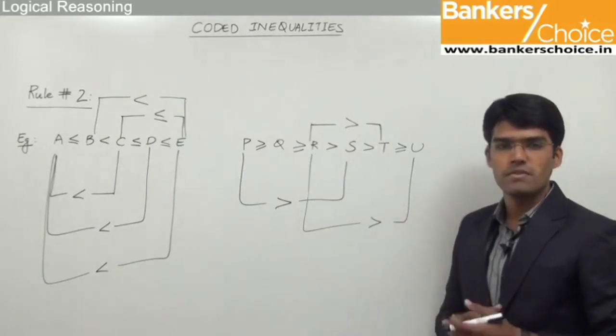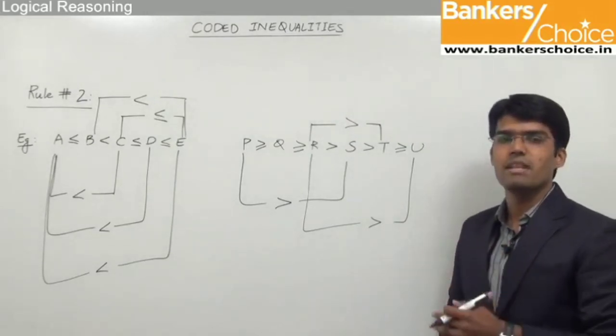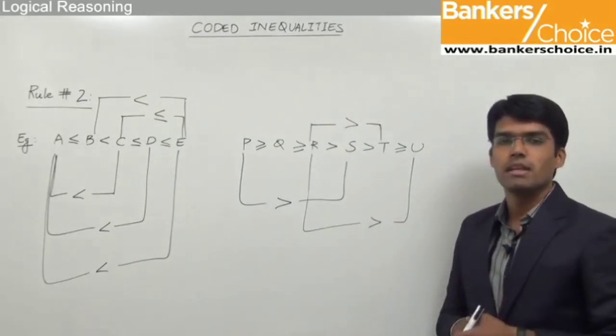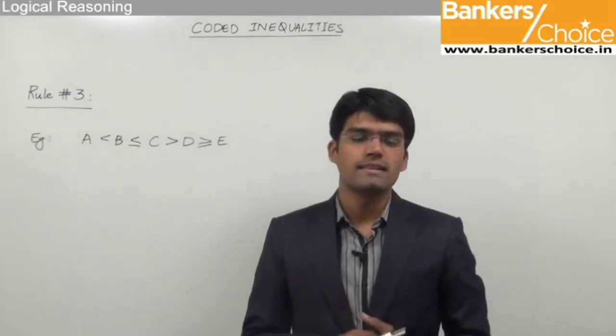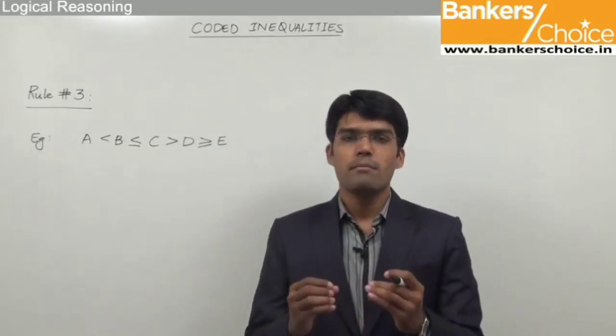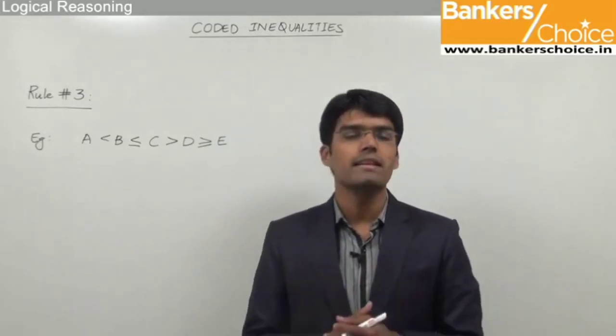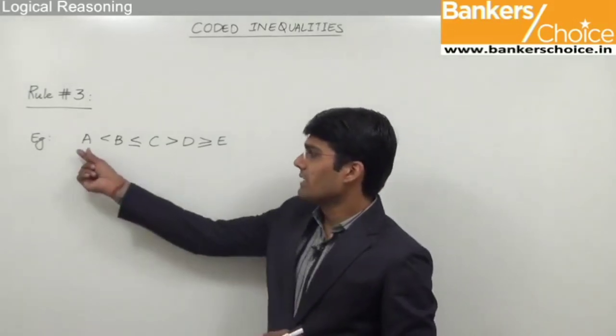The simple point which we need to follow is whenever we compare two distant variables, just take the minimum common part which is available in all the inequalities between them. Let us now understand the third and the last rule from coded inequalities, where we compare two variables with dissimilar inequalities present in between them. Let us take an example here.